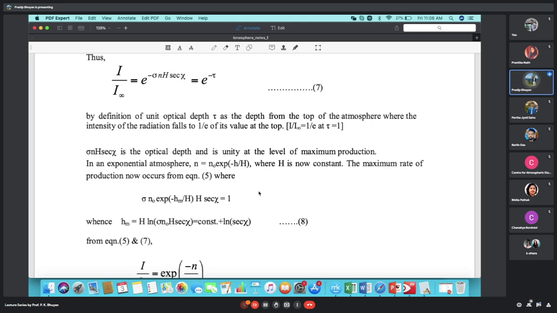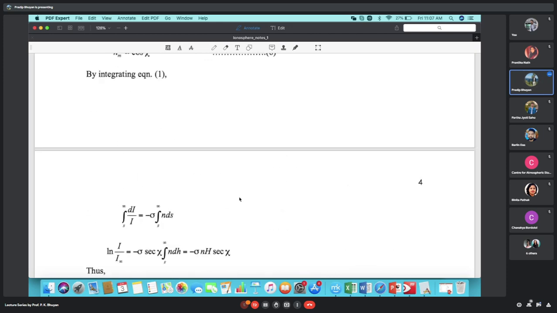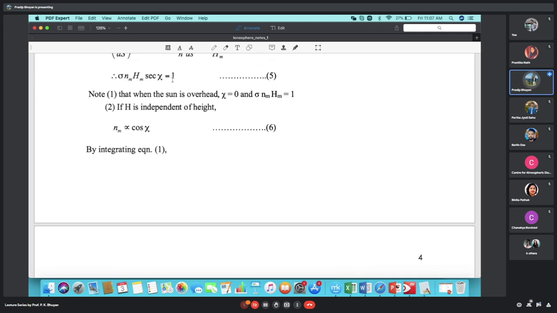So you consider the atmospheric density or concentration to be maximum at a certain height, and from there the atmosphere is exponentially varying. Exponentially varying means at whichever height, it will reduce, either to the top or to the bottom. Now, the maximum rate of production occurs from equation 5. If you go back to equation 5, sigma n naught exponential minus hm by H secant chi is equal to 1. Equation 5 is this: sigma Nm Hm secant chi is equal to 1.